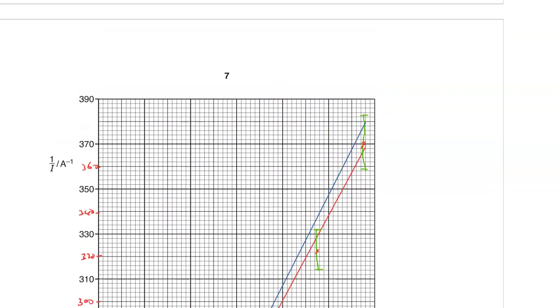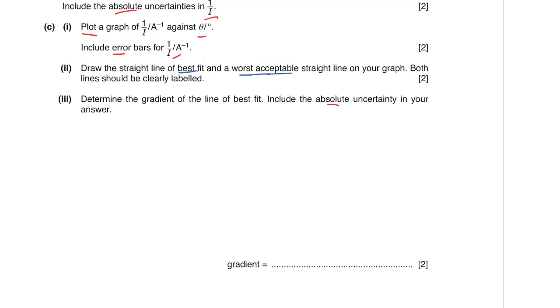Then the next point: you're supposed to determine the gradient of the line of best fit and include the uncertainty in your answer. The uncertainty will be the difference between the gradient of the line of best fit and the gradient of the worst acceptable line. So pick 2 points of your choice and work out the gradients. I'll show you how I worked out my gradients. I'll start with the line of best fit.